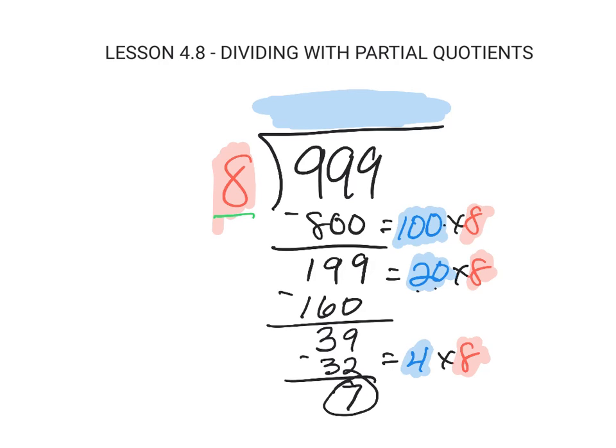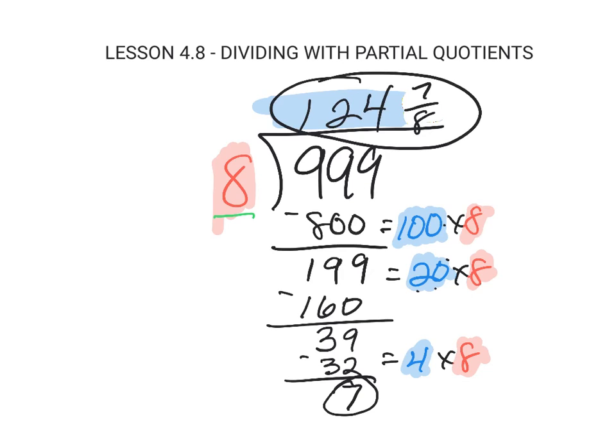So 100 plus 20 plus 4. And the cool thing is you just go down: 124. 124, and I have my remainder of 7. Or, if fractions are your thing, let's go ahead and do that then. 124 and 7/8. And you are done. So that is dividing with partial quotients.